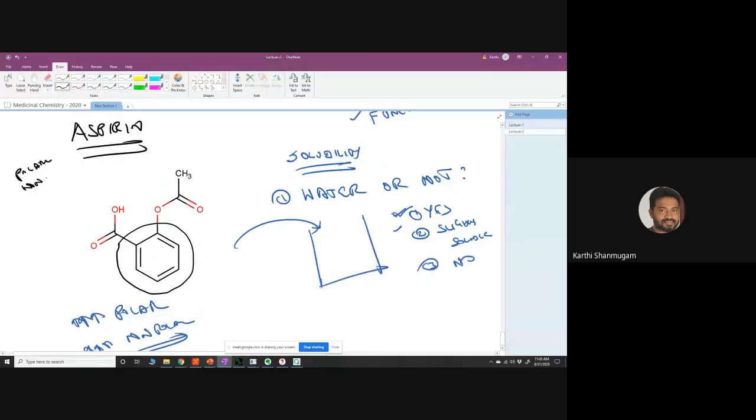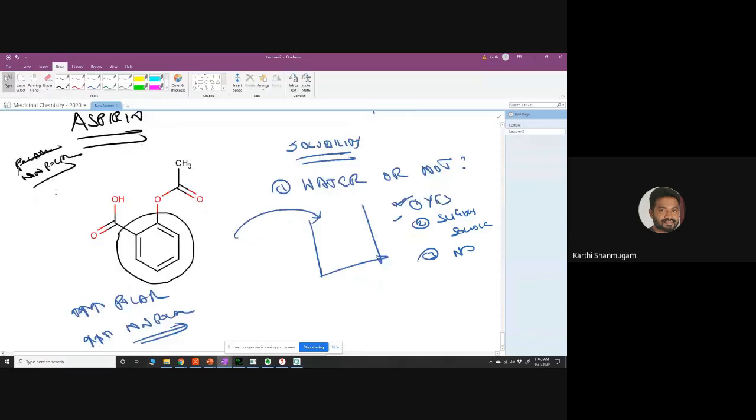We are going to classify the functional groups into polar and non-polar. Anybody can answer. You have to tell which of these functional groups are polar, which are non-polar. That's all.